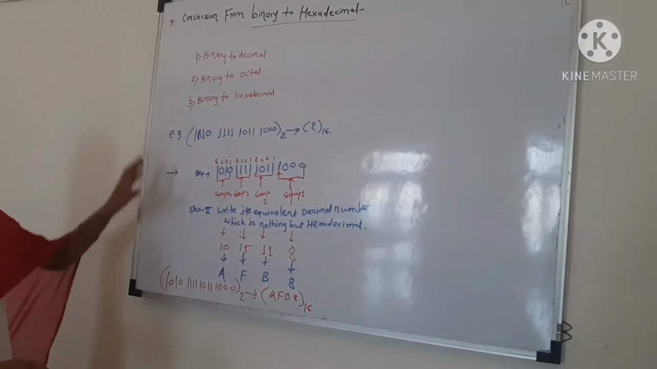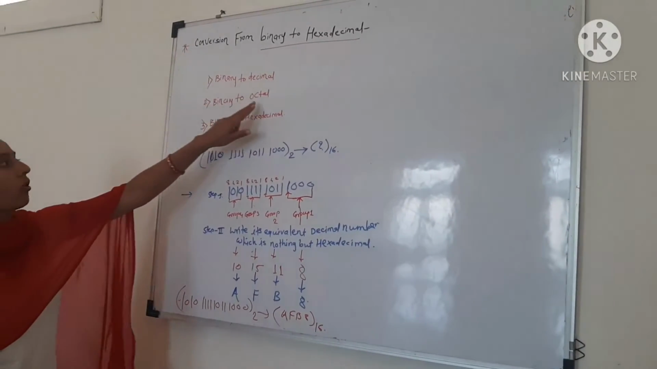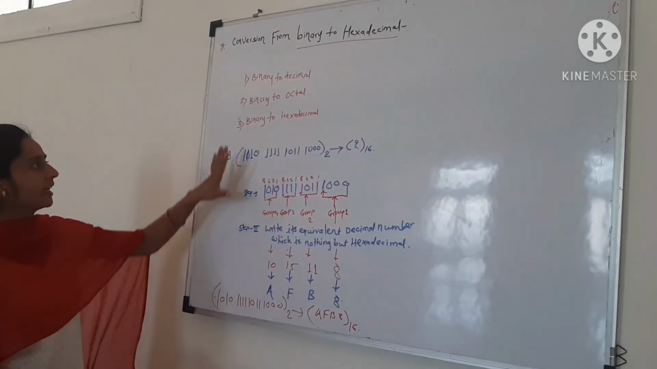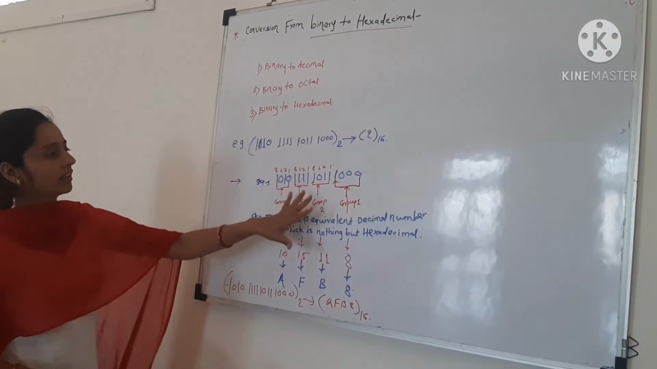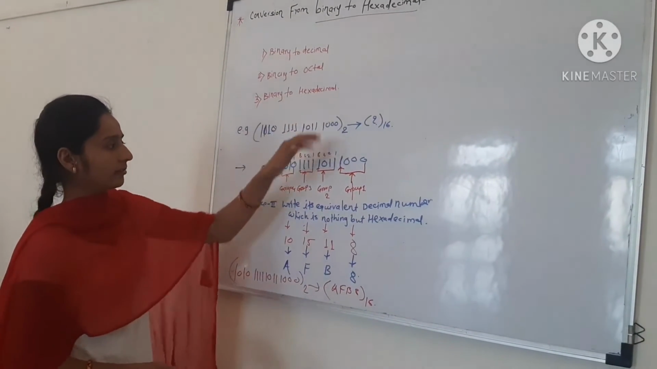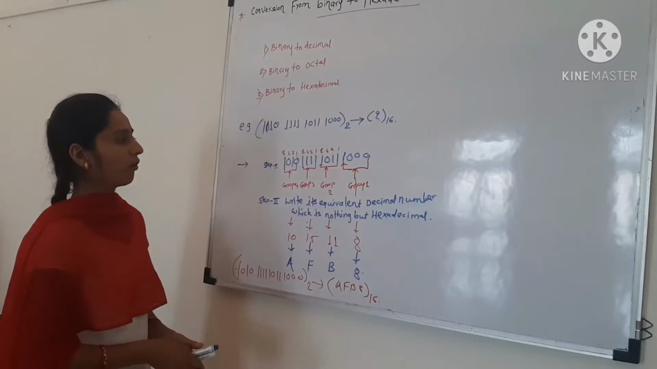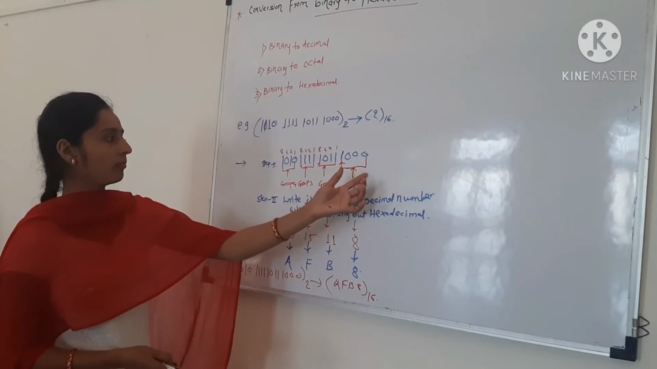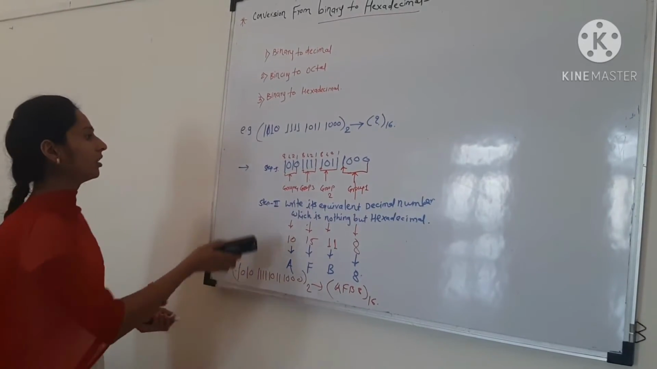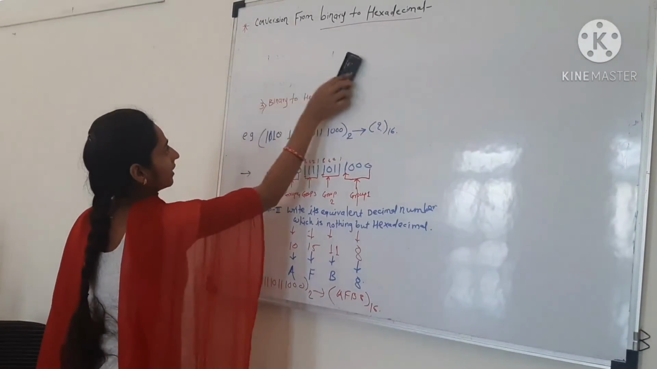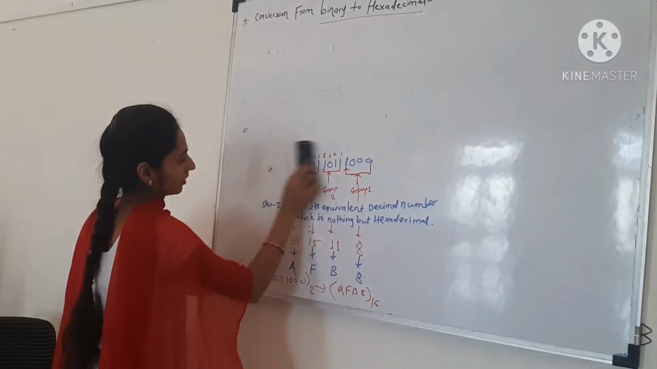So the process is the same as binary to octal conversion. Only one change: in binary to octal we do the grouping of 3 bits, and in the case of hexadecimal we do the grouping of 4 bits. The sequence is from the least significant bit to the most significant bit. So let's take the next example.